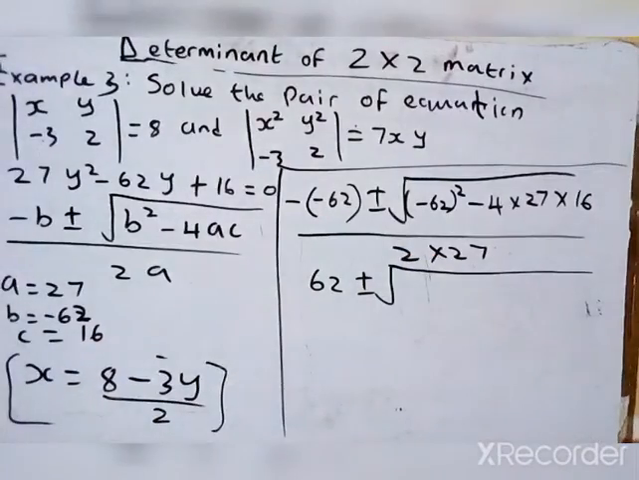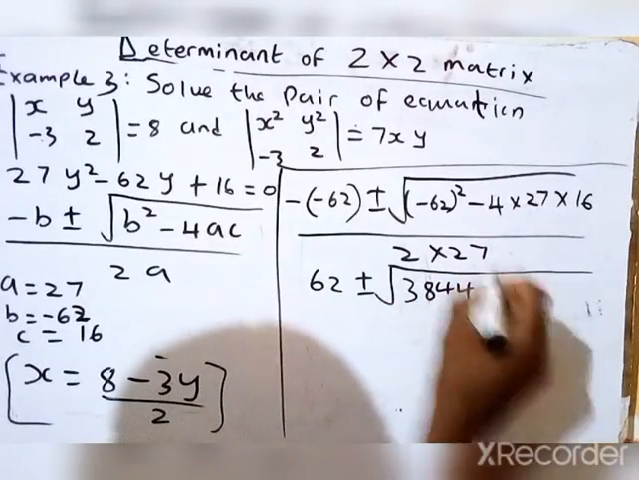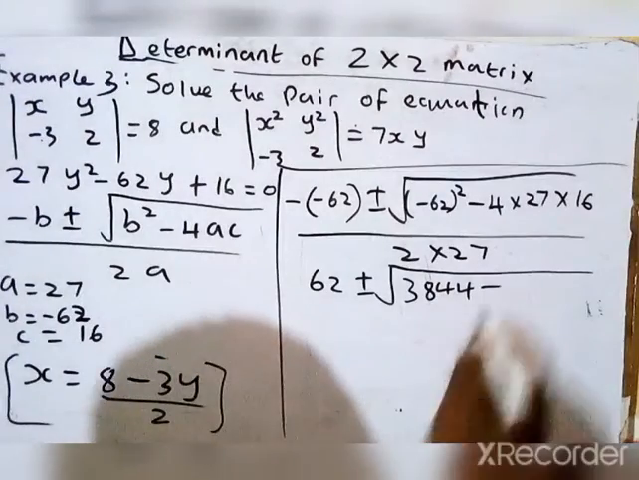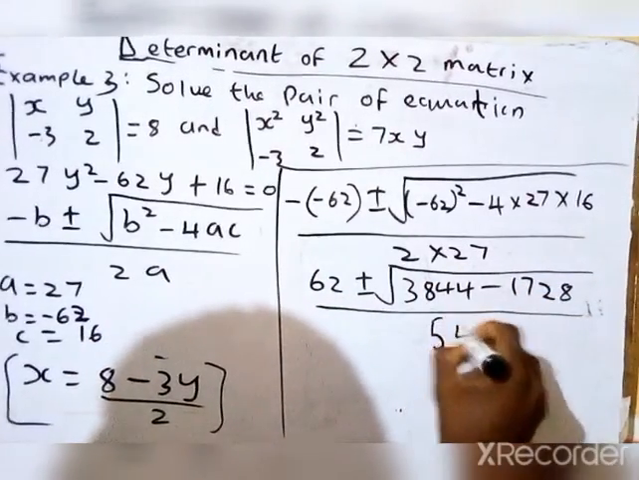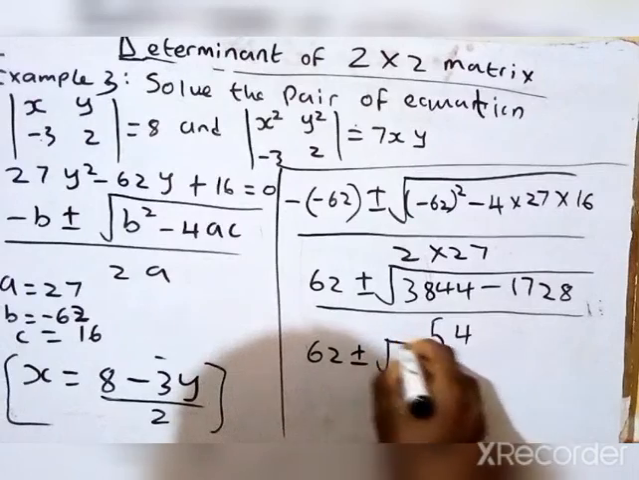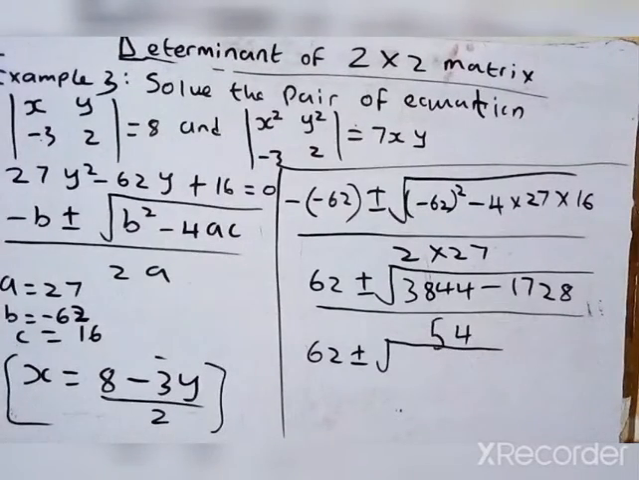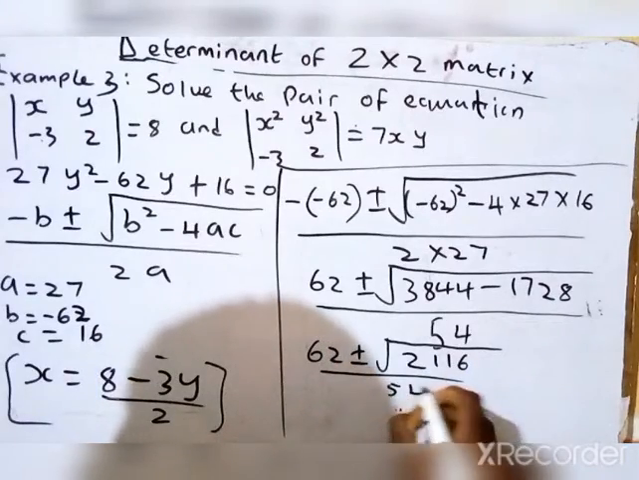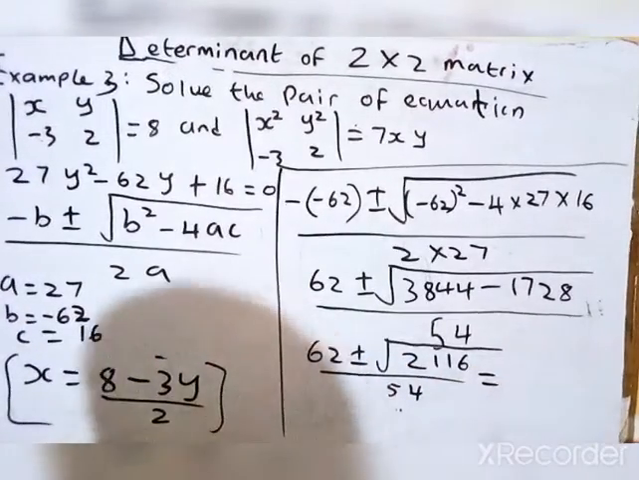of minus 62 square, we have 3844, minus 4 times 27 times 16, we have 1728, over 2 times this, we have 54. So now we have 62 plus or minus square root of 3844 minus 1728, we have 2116, square root of 2116 over 54. So the square root of 2116 is 46.